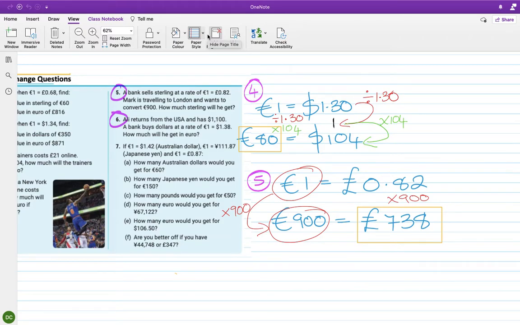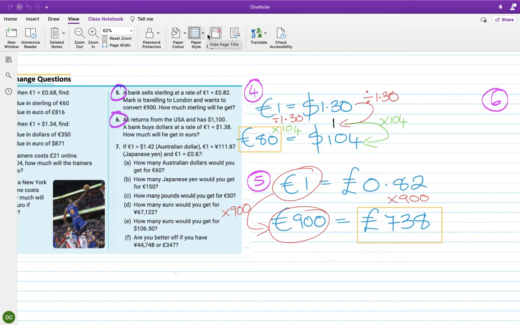Okay, and the last one. So question 6. Ali returns from the USA and has $1,100. A bank buys dollars at a rate of €1 is $1.38. What is it she's converting? $1,100. How much will she get in euro?